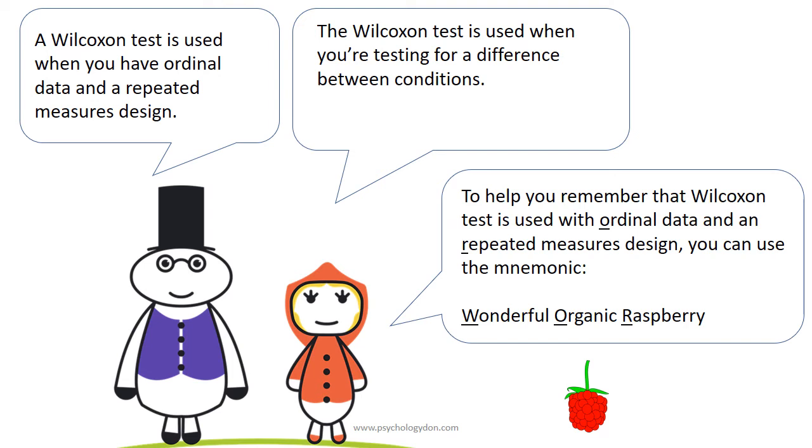A Wilcoxon test is used when you have ordinal data and a repeated measures design. The Wilcoxon test is used when you're testing for a difference between conditions. To help you remember that the Wilcoxon test is used with ordinal data and a repeated measures design, you can use the mnemonic Wonderful Organic Raspberry.